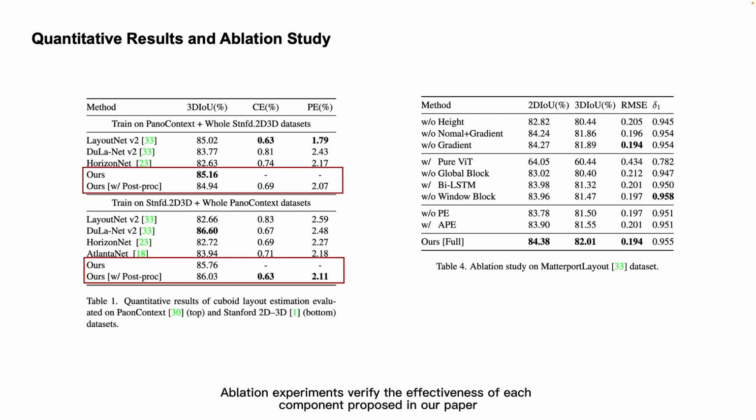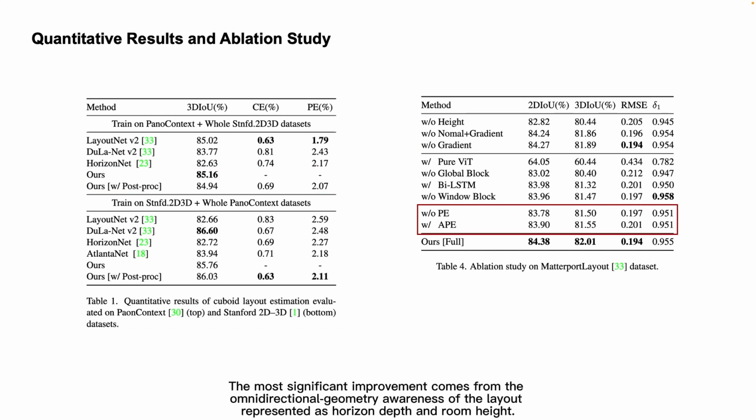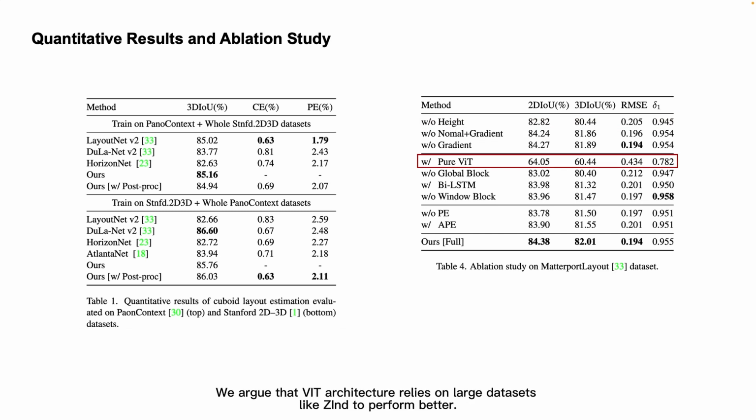Ablation experiments verify the effectiveness of each component proposed in our paper, including geometry awareness loss function, network architecture, and position encoding. The most significant improvement comes from the omnidirectional geometry awareness of the layout represented as horizon depth and room height. It is worth noting that pure ViT architecture does not achieve comparable performance on the Matterport layout dataset. We argue that ViT architecture relies on large datasets like XIN to perform better. Nevertheless, we believe that better ViT architectures will be applied to panoramic tasks in the future.